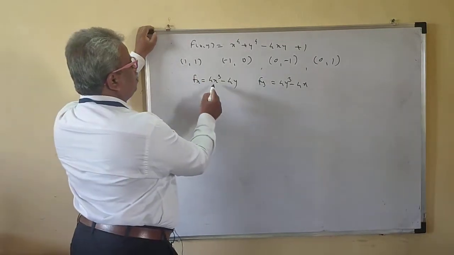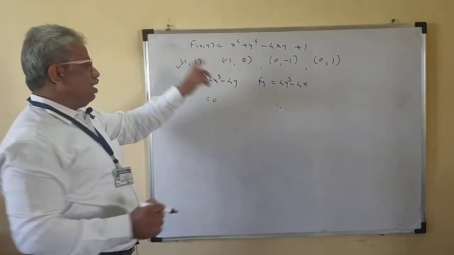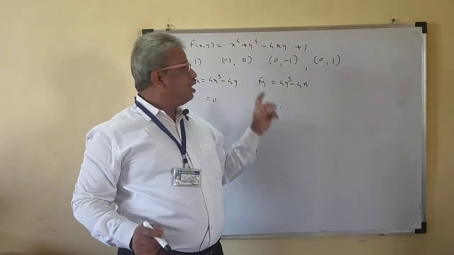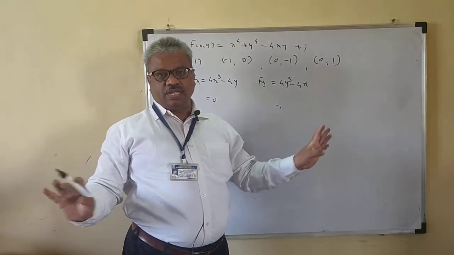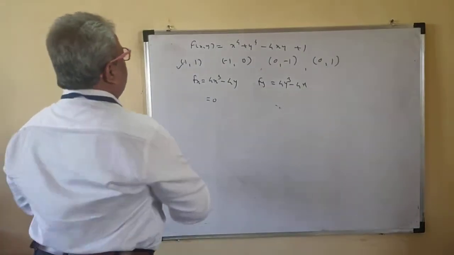We will check (1, 1) now. See, at (1, 1) this is 0 and this is also 0. This satisfies. Now see, the other points will not satisfy both the things. So that means they are not the stationary points, they are not the critical points. This is the simple method here.